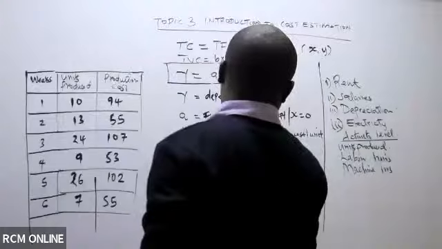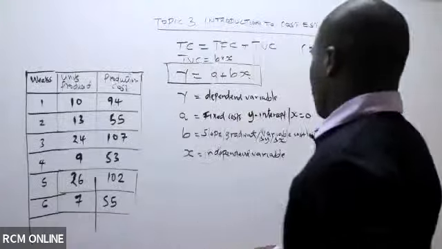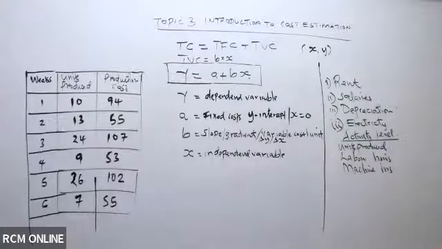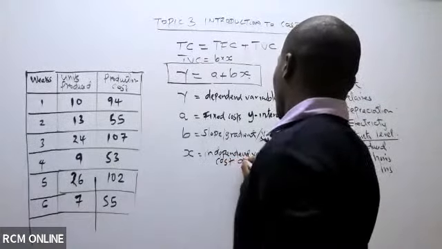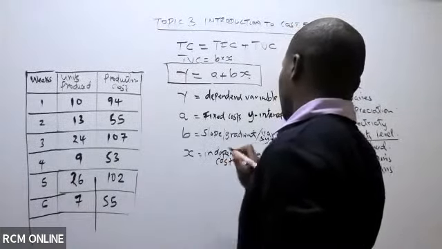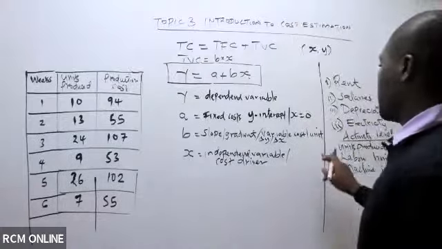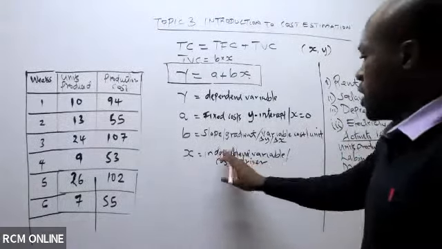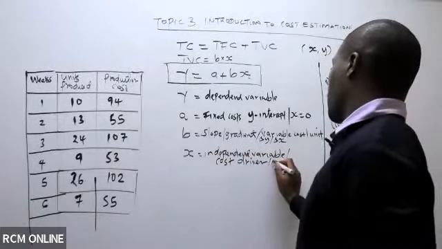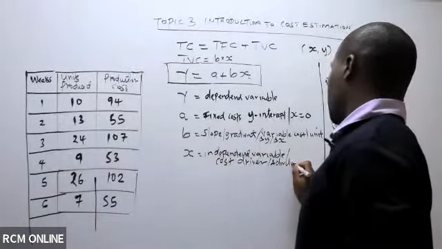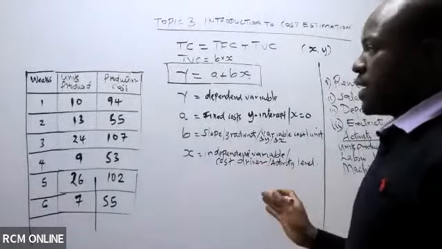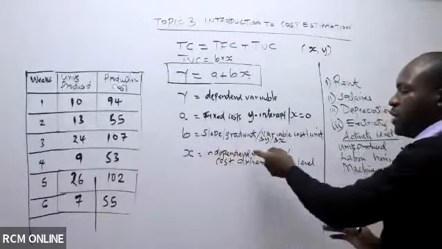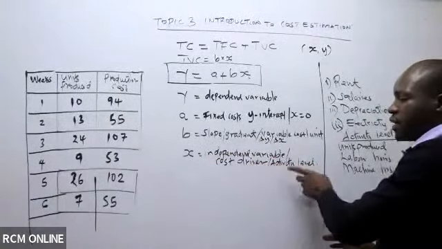Independent variable. Independent variable. And because it is powerful, we are giving it another special name called cost driver. Activity level, independent variable, or cost driver. Good. So that's what we need to understand. X is the independent variable, cost driver, or activity level.